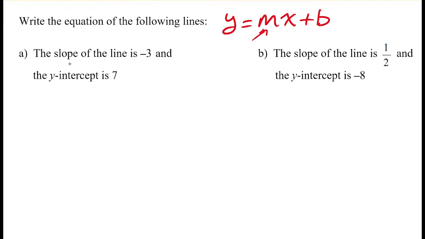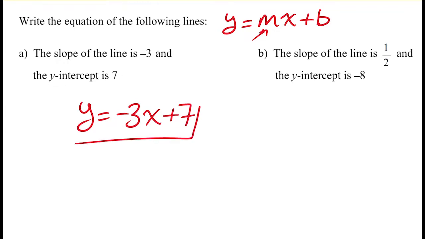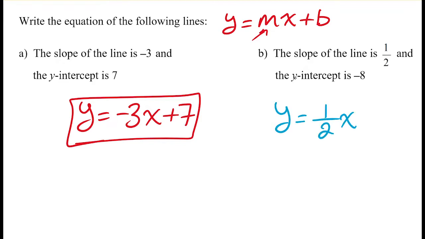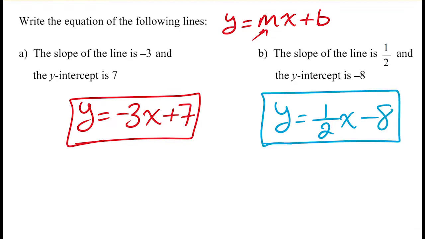So if the slope of a line is -3, all right, y equals -3x, and then the y-intercept is 7, plus 7. Let's try another one. If the slope of a line is 1/2, okay, 1/2 x, and the y-intercept is -8, minus 8. It really is that simple. We're just attaching the slope as the coefficient on the x, and the y-intercept is the constant at the end of the equation.